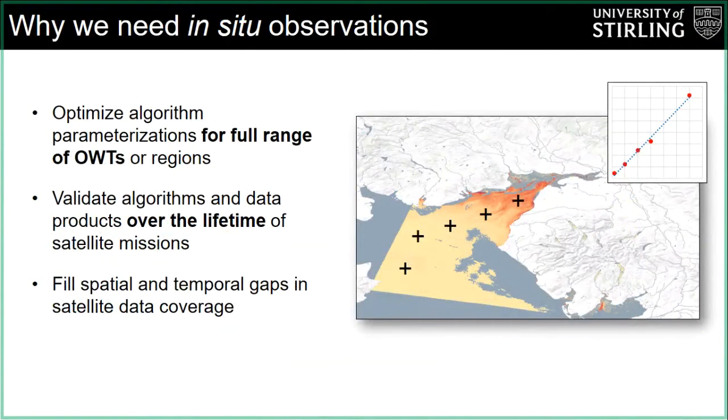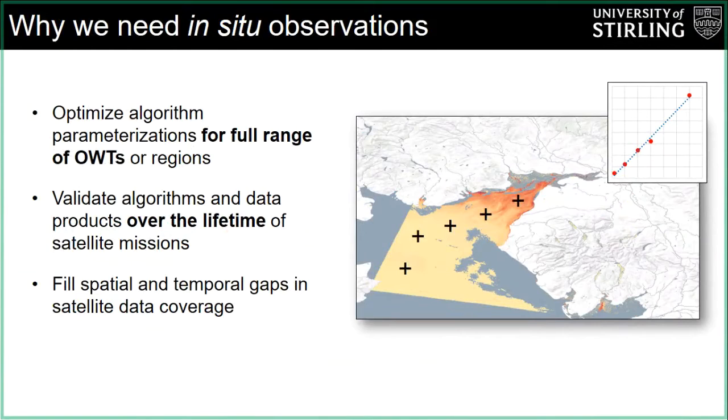Now, obviously, the in situ data are vitally important. We need in situ data, firstly, to optimize the algorithms that we use to produce these water quality products. And there it's really, really important that those in situ data represent the full range of optical water types. If we're going to generate a global product, we need to ensure that our products are performing well, not just for one or two of those optical water types, but for the majority, or in fact, for all of those optical water types.